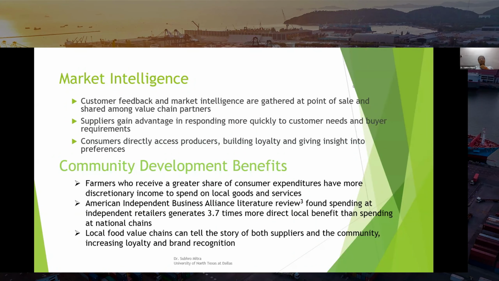The farmers who receive a greater share of the consumer expenditures have more discretionary income to spend on local goods and services. So as I said, farming is such a backbone of the economy of many of these countries. If the farmers can get a bigger share of the profit, that in turn will go a long way in making the economy stronger.